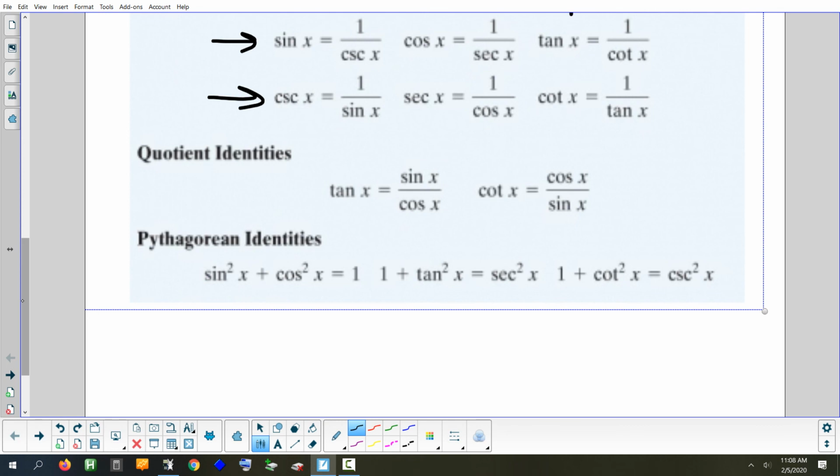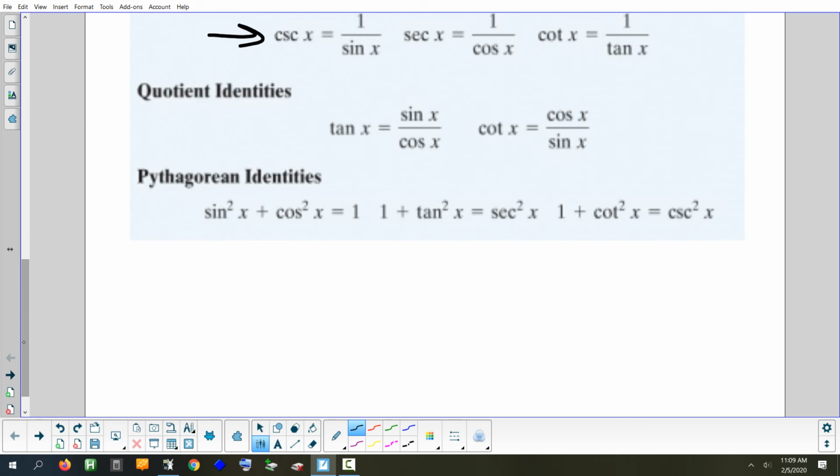Okay, so the first one at the bottom says sine squared plus cosine squared equals 1. The second one says 1 plus tangent squared equals secant squared. And the third one is 1 plus cotangent squared equals cosecant squared.